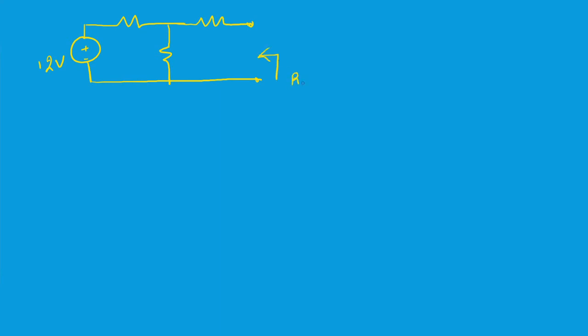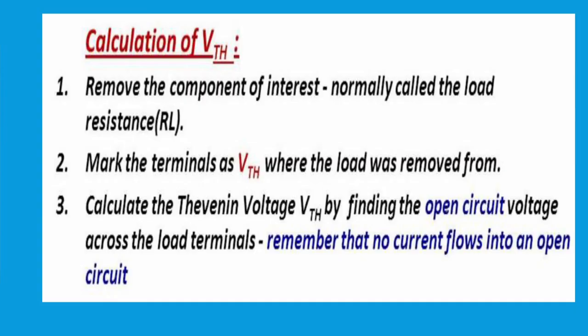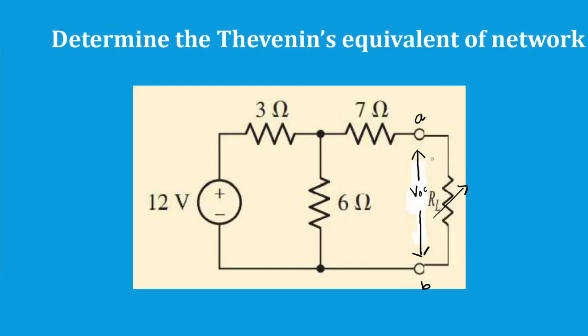Now my job is to find the RThevenin by looking into these terminals A and B. For that, as you think, this is going to be 3 ohms, this is going to be 6 ohms, and then this is going to be how much? I think 7 ohms. Let's just go back and check. Yeah, it's going to be 7 ohms.